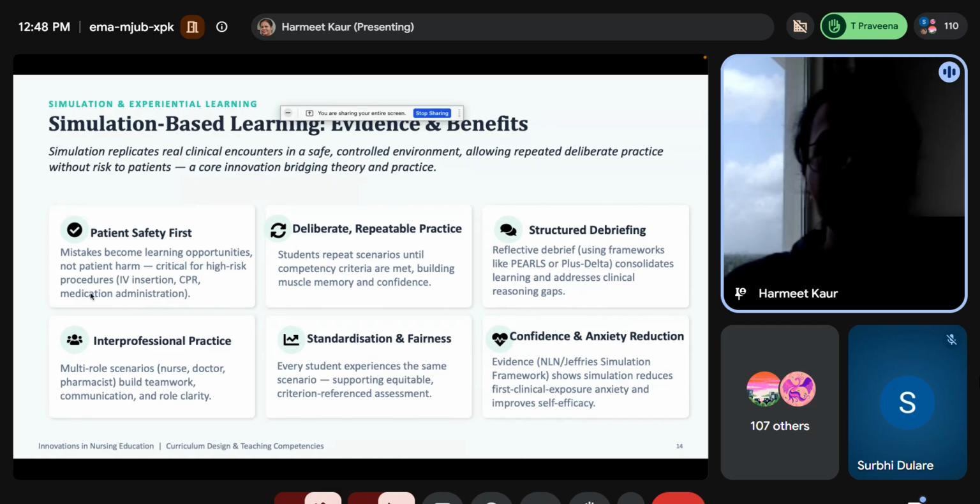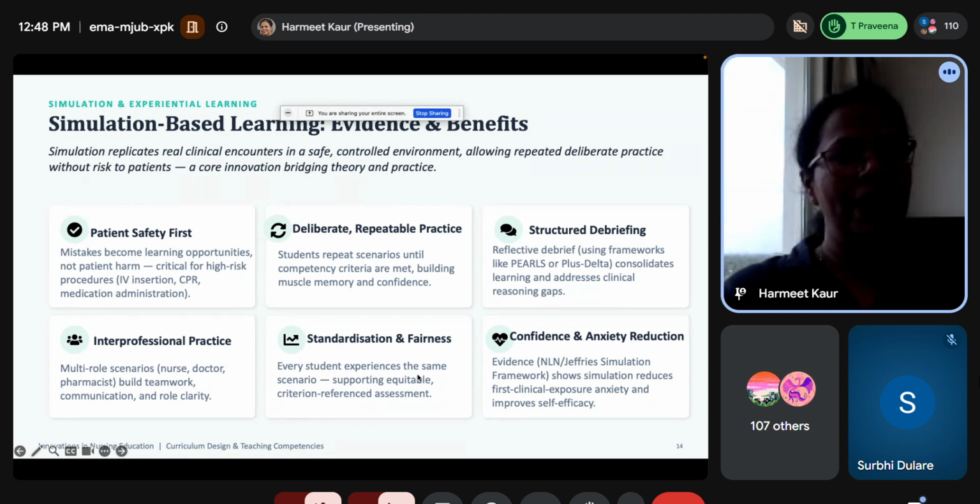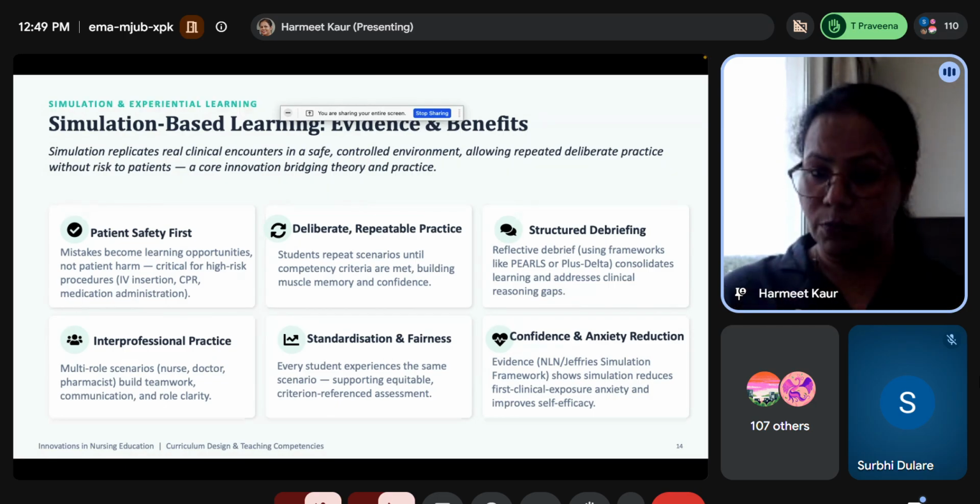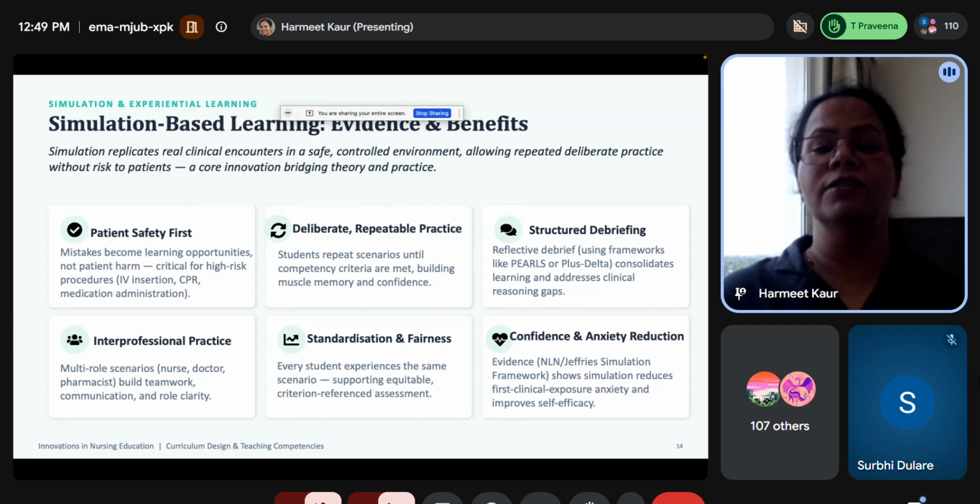Okay. Then standardization and fairness. Here, each student experiences the same scenario. So that is fairness. That is the equitable treatment which we are doing. Okay. So here you are supporting equitable criterion reference assessment.